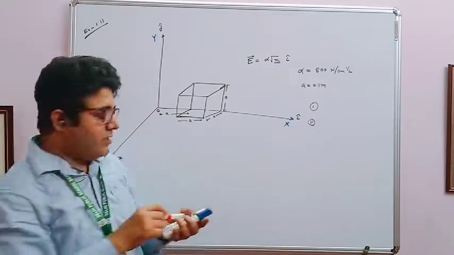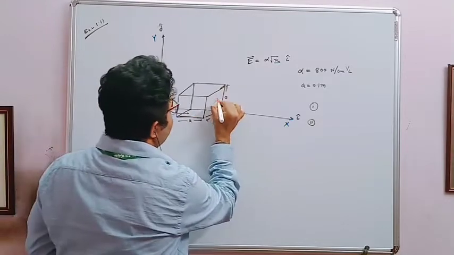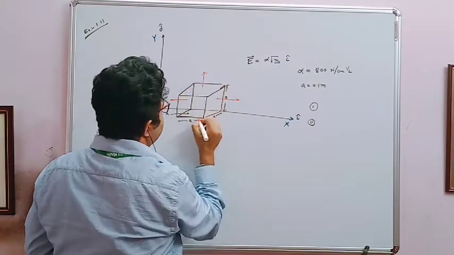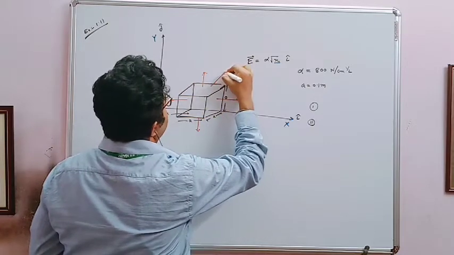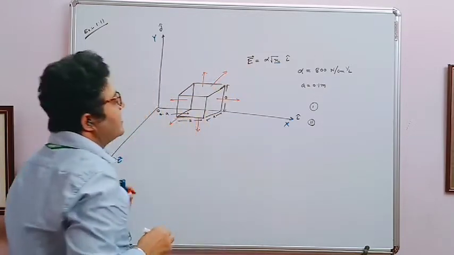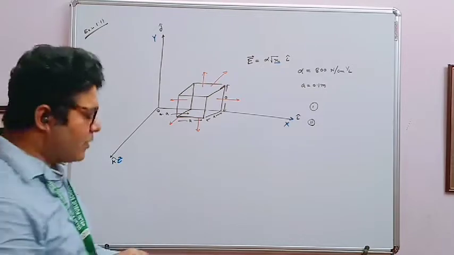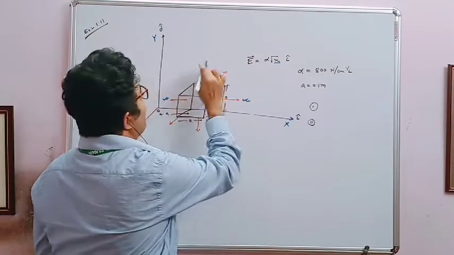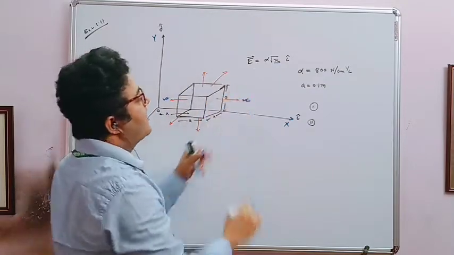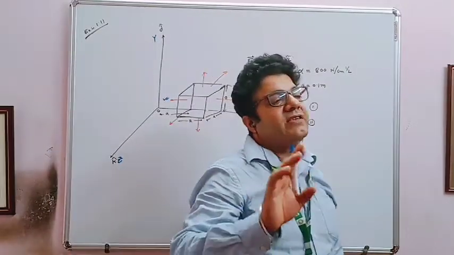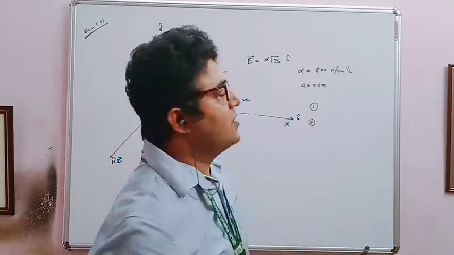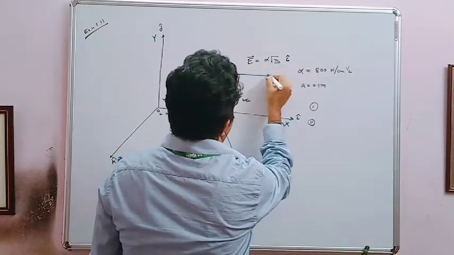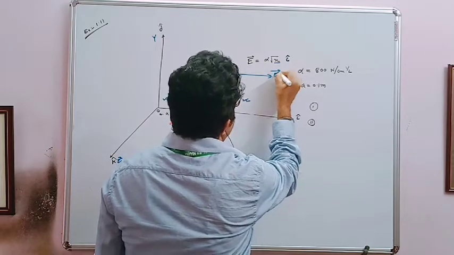This one is the 1st surface, this one is the 2nd, the 3rd, the 4th, the 5th, and this one is the 6th surface. If you see it properly, except these two, with all these 4 surfaces, the electric field makes an angle of 90 degrees. Why? Because the direction of the electric field is i cap, so your electric field is given in that direction.